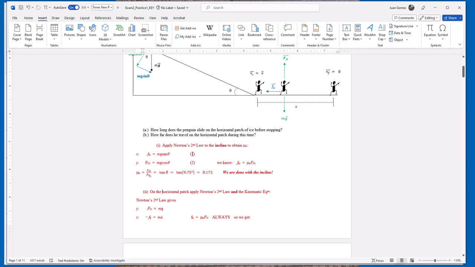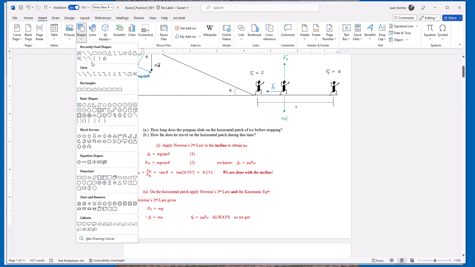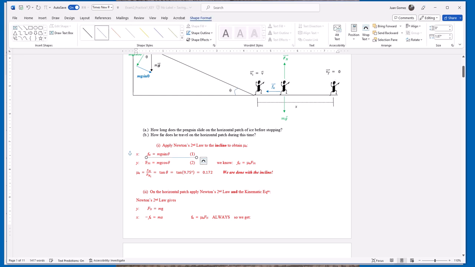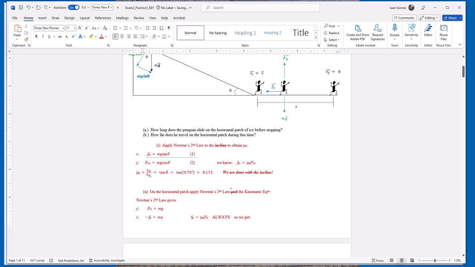So I'm just taking equation 1 and dividing it by equation 2. And that gives me mu k, which is Fki divided by Fni, is equal to tan theta.